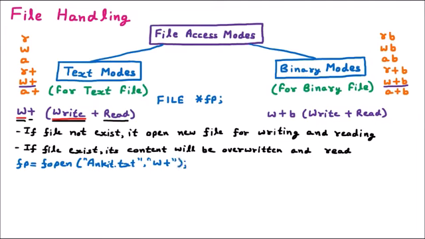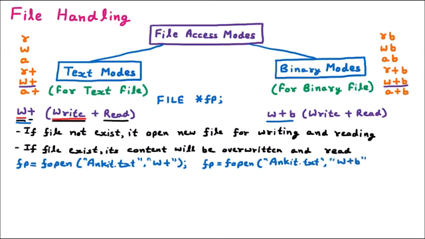Similarly, as we have w+, we have w+b for binary files. So here we have, let's say, fp, the file pointer, equal to fopen, so the file will be opened. In the bracket we provide the name of the file, let's say ankit.txt, and afterward we have the name of the mode, which is w+b. That means w+ for the binary file, then afterward a semicolon.